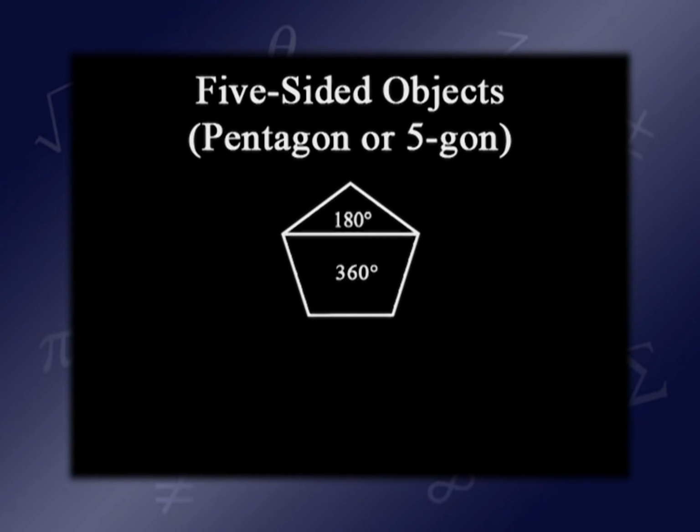Or you could take that polygon and split it up into three parts. Each of those parts has angles that sum to 180 degrees. Therefore, when you sum all the angles together, you'll get 540 degrees.